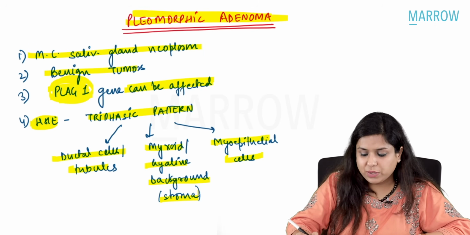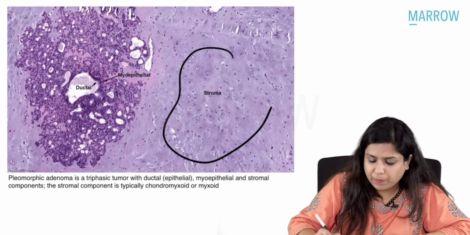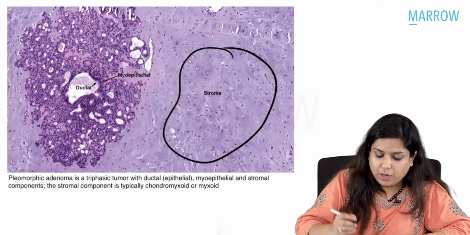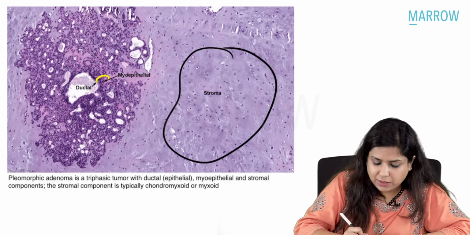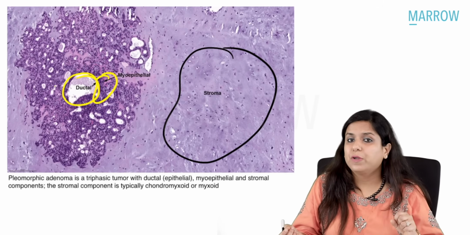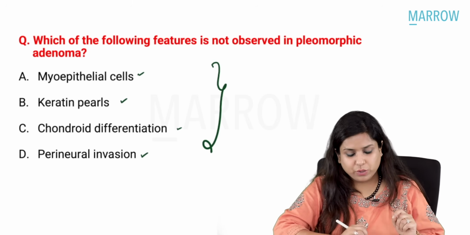For example, students, in this picture, can you see this stroma which is there? This stroma is hypocellular chondromyxoid stroma. You can see these cells, these are the myoepithelial cells and this is the ductal cells. So, this is a slide showing a pleomorphic adenoma. Understood? Now, let us go back to the question.